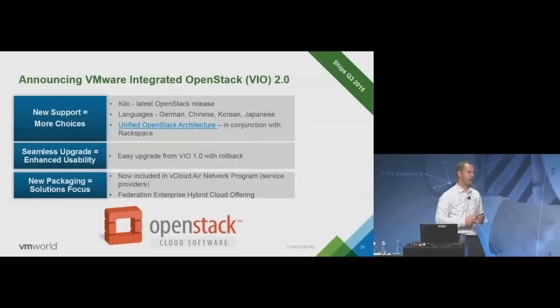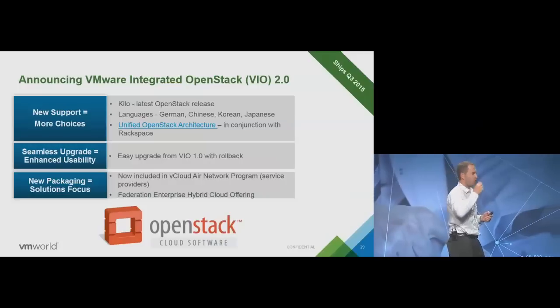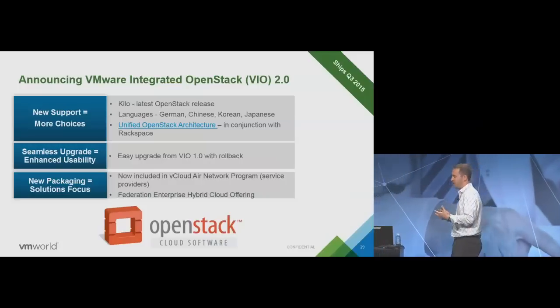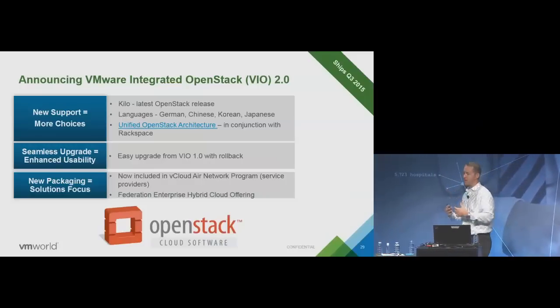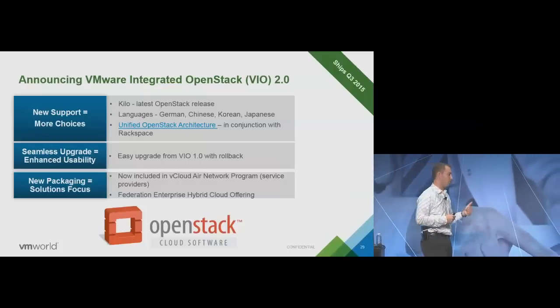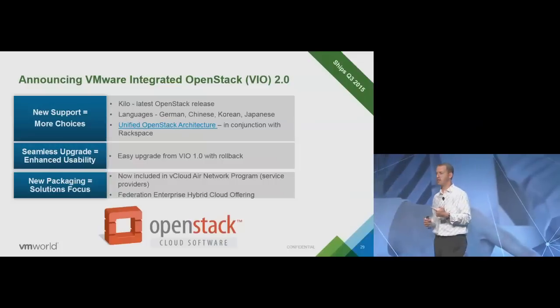Integrated OpenStack 2.0 will ship this quarter. Again, when we shipped version 1.0, people thought, geez, we need to move on here and get this thing going. But it's definitely a 1.0 release. We supported Juno prior, but didn't support Kilo. So now we have Kilo, the latest release of OpenStack.